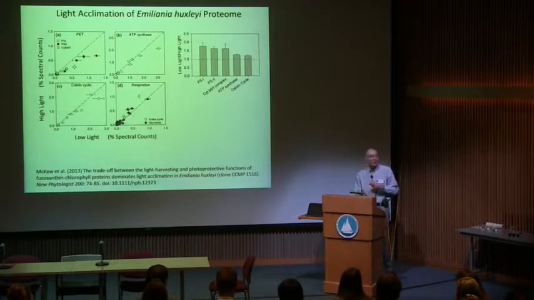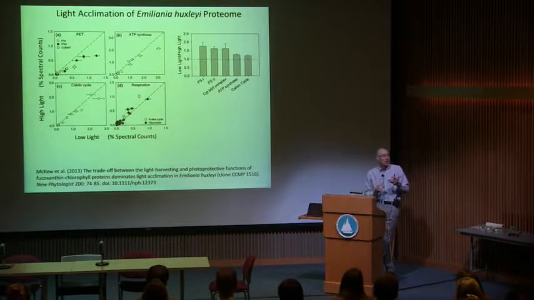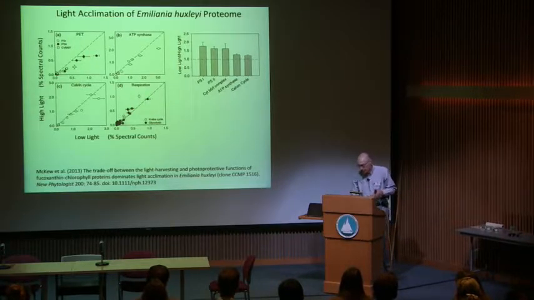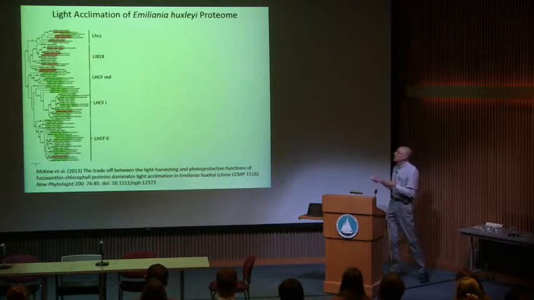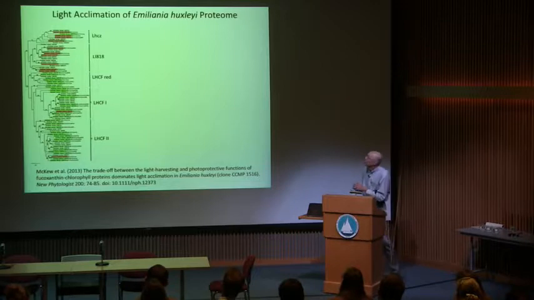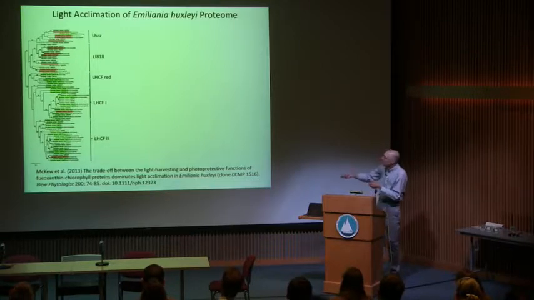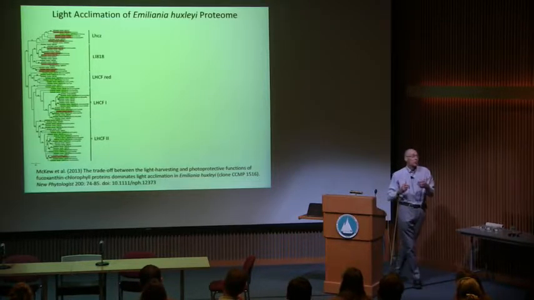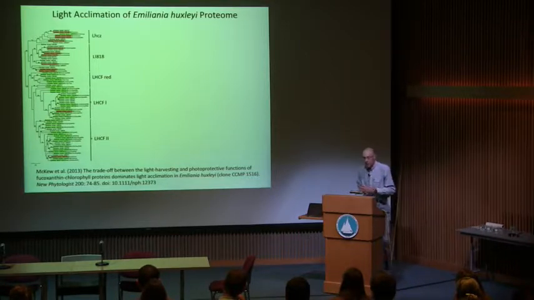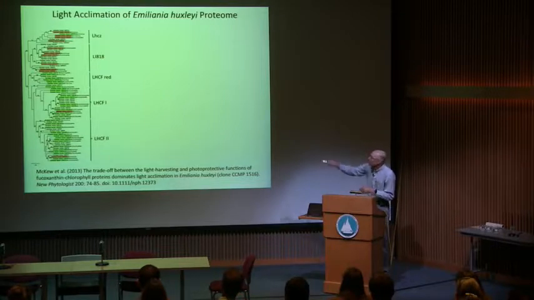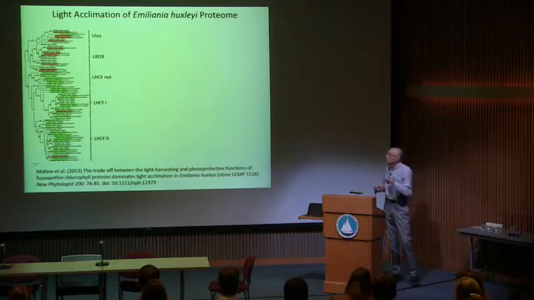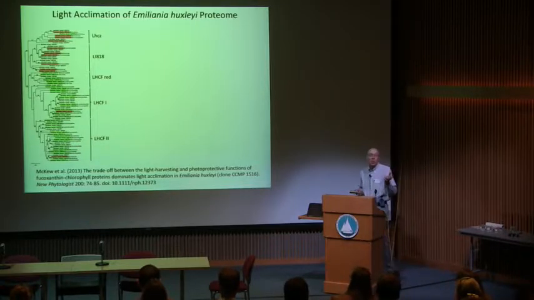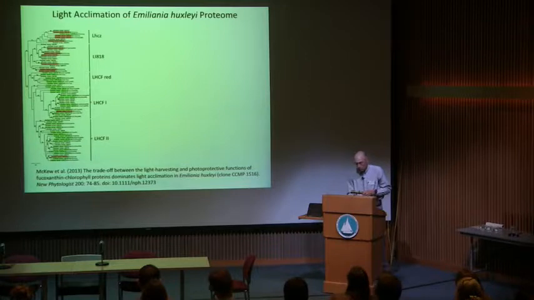So as a response to light, there's not a big change in this component of the proteome. There is a component that did change, and that's the light harvesting pigment protein complexes. There are about 70 or 80 different proteins that bind pigments involved in absorbing light in this organism. We detected all of the ones that are marked with either red or green. Red is a higher abundance in high light, green is a higher abundance in low light.